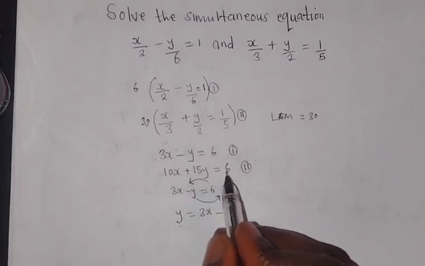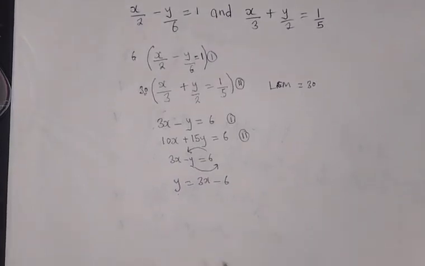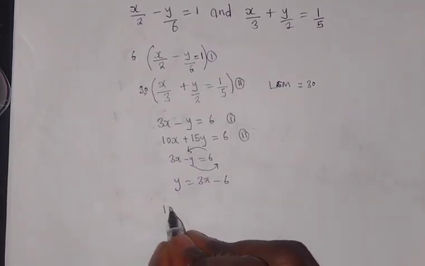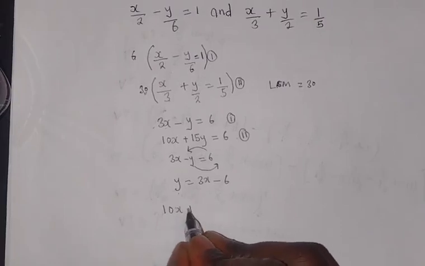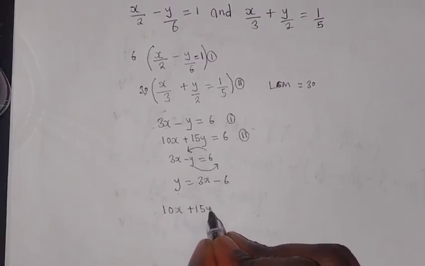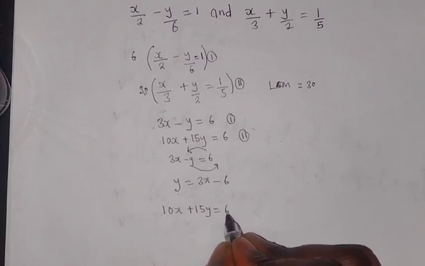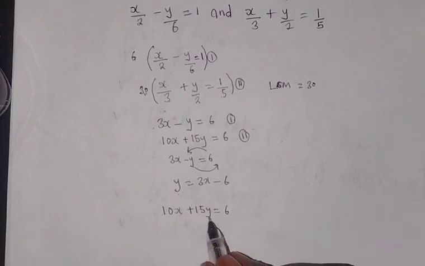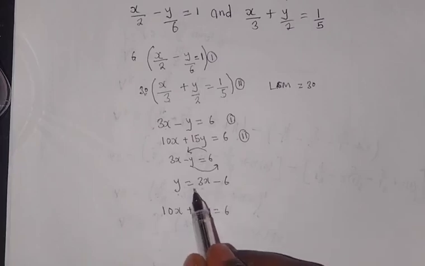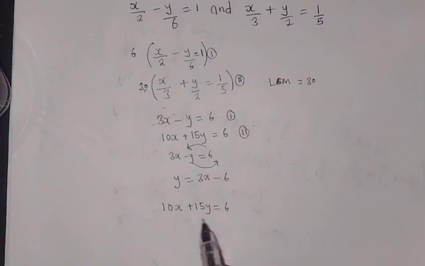10x plus 15y is equal to 6. So we are going to write down this equation 2, which is 10x plus 15y is equal to 6. So meaning that where there is y, you are going to substitute this, because we have made y the subject of the formula on this equation 2.